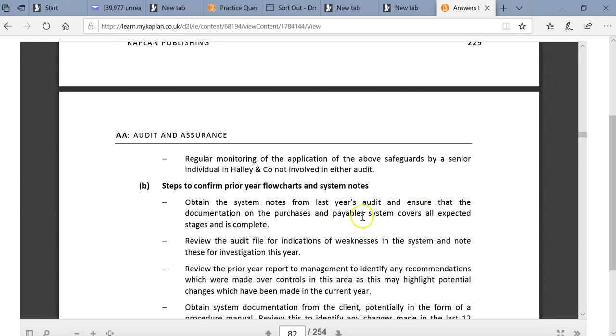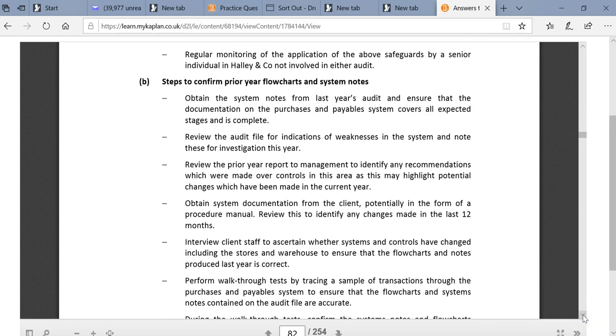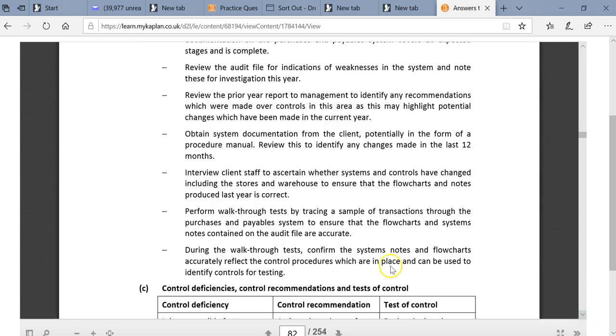So we're really getting the notes. Here, the big words tend to be obtain, get the notes, review, note if there are any issues. Sometimes you have to think on your feet. Reperform the walkthrough. I personally think these are the biggest ones. Reperform, interview the clients, and see whether there've been any changes ultimately, because sometimes there might have been some changes.